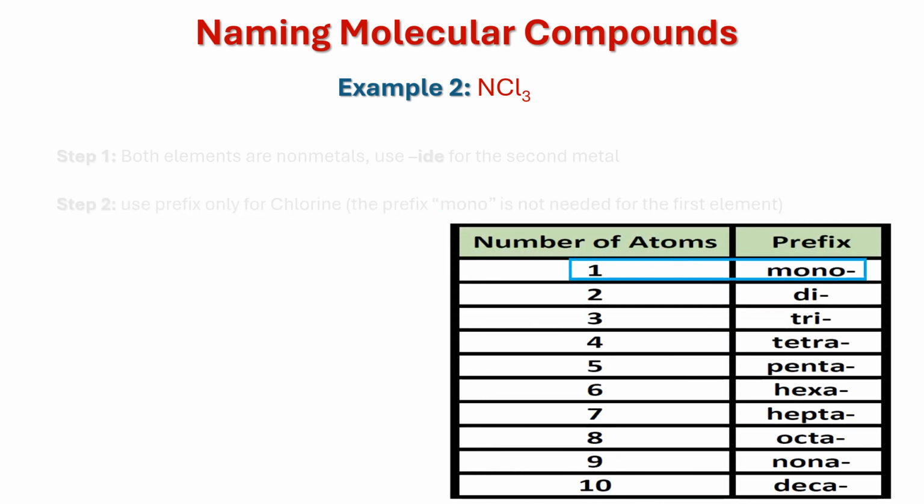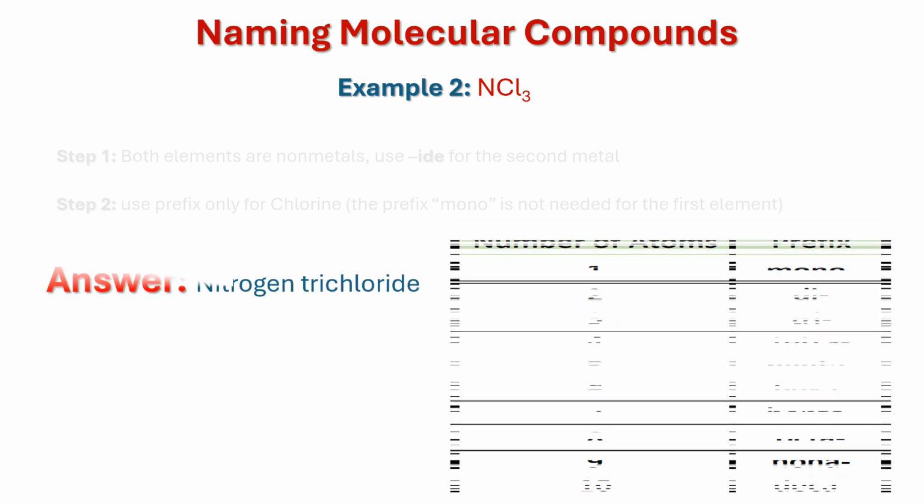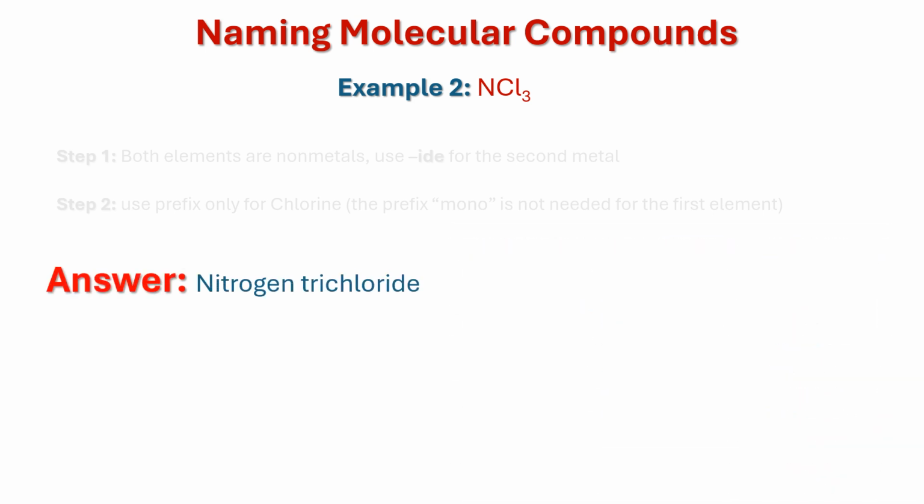Okay, so the prefix mono, which is for one, we're not going to use that for nitrogen, but we're going to use tri for chlorine. So the name for this compound here would be nitrogen trichloride because we have three chlorine, so we use the prefix tri, trichloride. Again, we do not use the prefix mono for the first element.